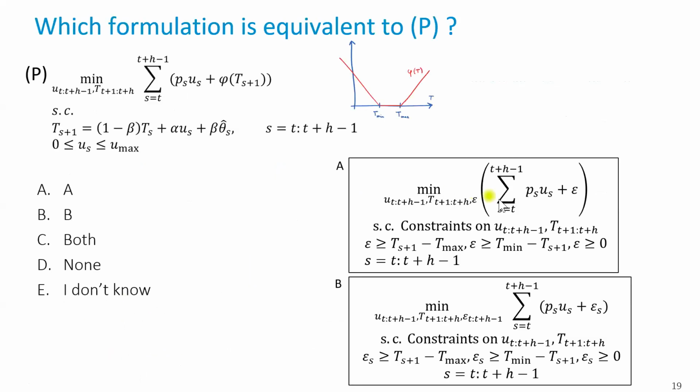Formulation B is this one here. There is one epsilon s in the summation. So that's good.